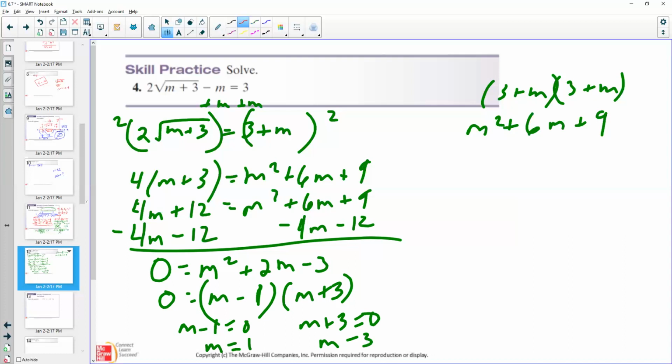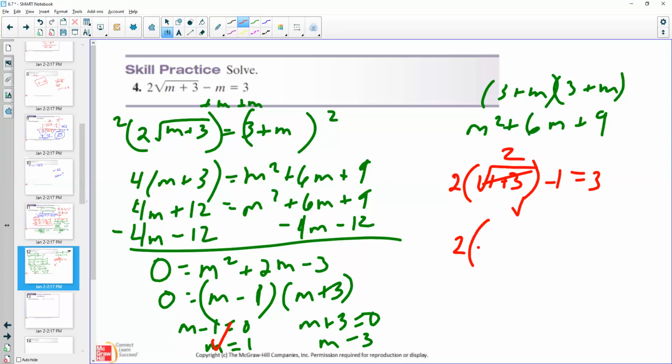So let's do that in red. 2 times radical 1 plus 3 minus 1 equals 3. Well, 1 plus 3 is 4. Square root of that is 2. 2 times 2 is 4. Minus 1 is 3. That checks.